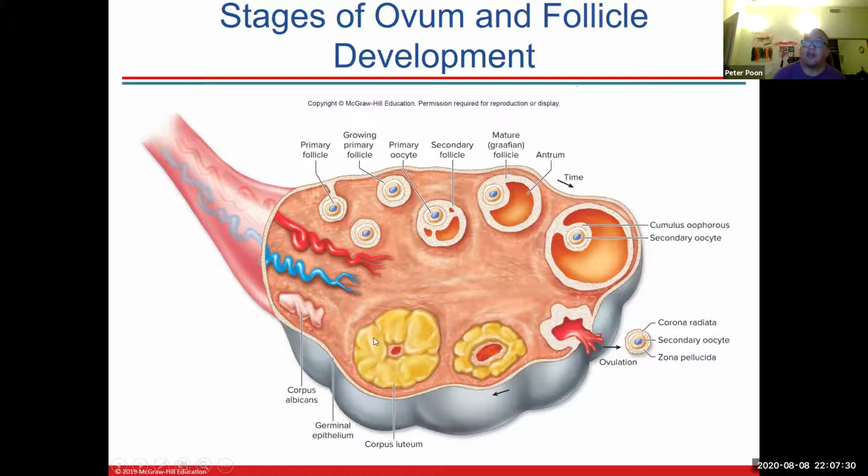The corpus luteum will produce progesterone. Progesterone will work on the uterus and keep the uterus from contracting, so the uterus doesn't move, and if there is fertilization, the embryo can implant successfully. If there is no successful implantation, the corpus luteum dies and turns into a corpus albicans, which is just a little white scar.